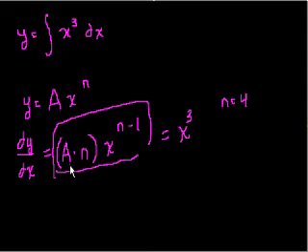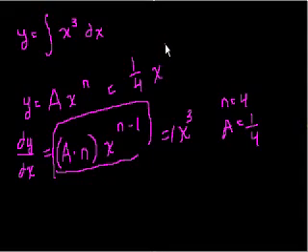Well, a times n is equal to 1, right? Because we just have a 1 in this coefficient. This has a starting coefficient of 1. So a times n is 1. If n is 4, then a must be 1/4, right? So just using this definition of a derivative, I think we now figured out what y is equal to, right? y is equal to 1/4 x to the fourth.